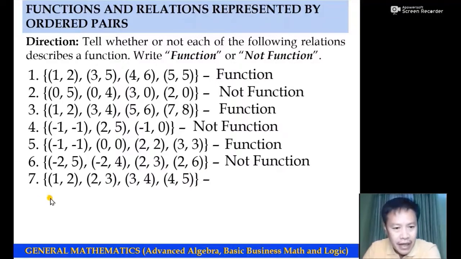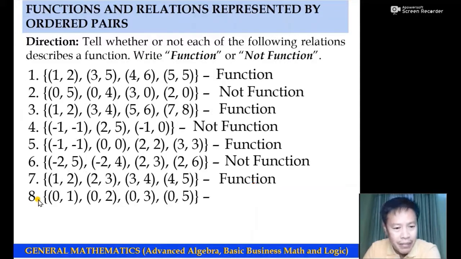Number 7. Okay, we have 1, 2, 3, 4. And this is a function. We're going to identify whether this is 1 to 1 or not. 2, 3, 4, 5. Four different images. Therefore, this is 1 to 1.